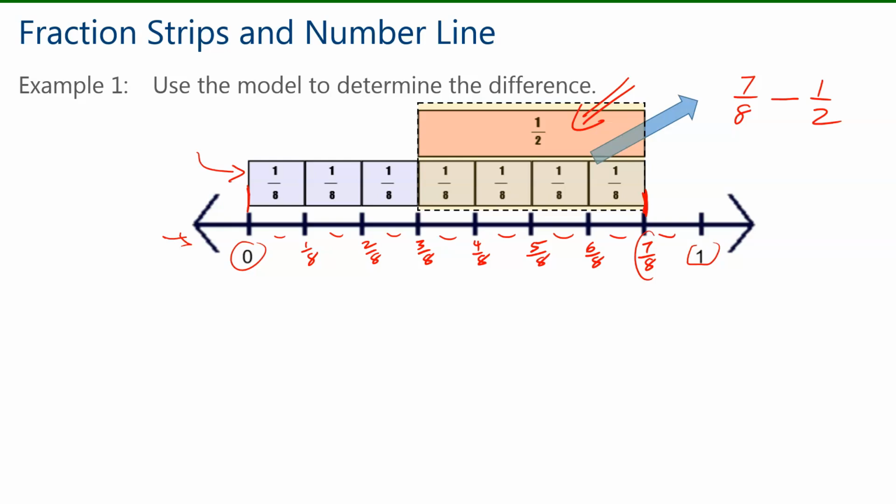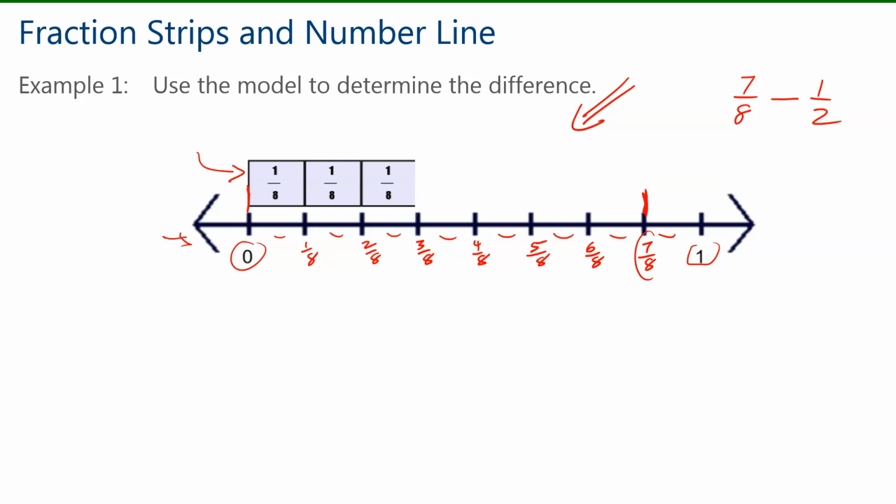Let's see what we get. Well, I start at 0. I end off at 3/8. Or if you look at the fraction strips themselves, we have 3 1/8 strips. Whatever way you look at it, our difference in simplest form is 3/8.